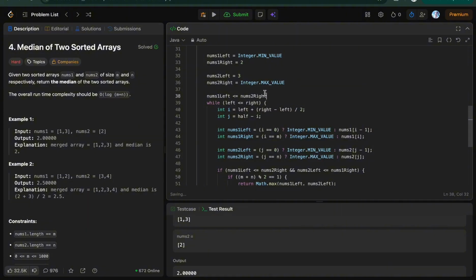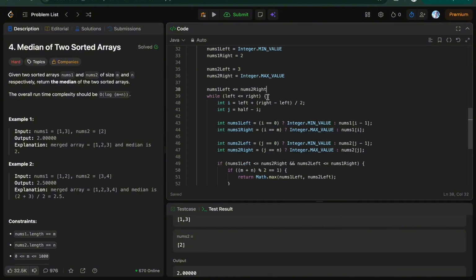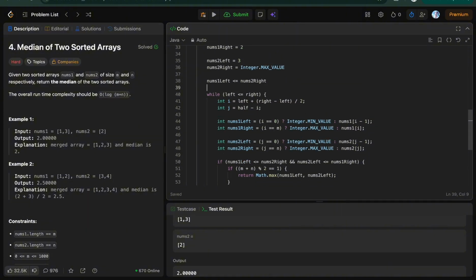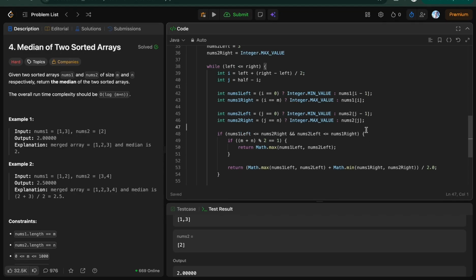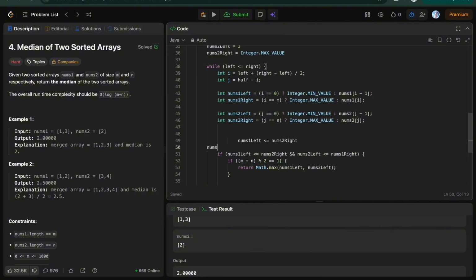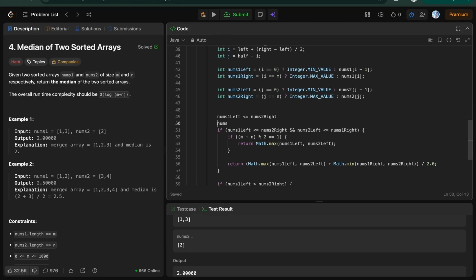So we check that, and this is true. However, our nums2, I should probably move this down a little bit, right? Because I'm doing it right here now. Look right here. However, okay, so this part is true. However, this part is not true.